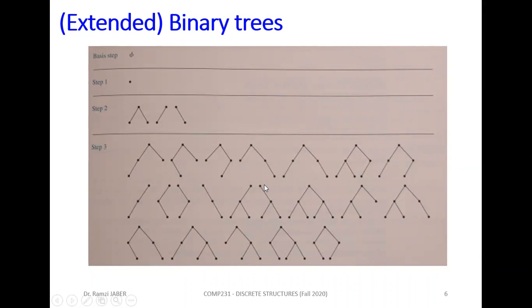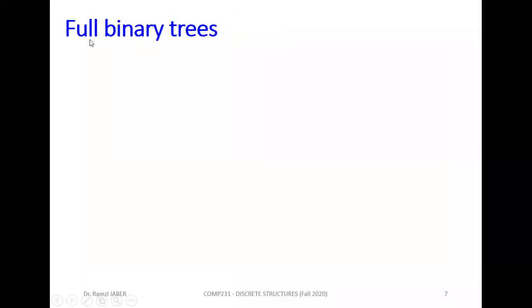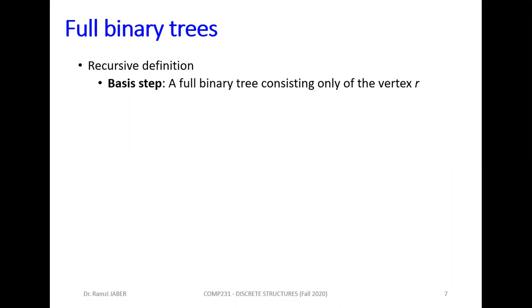Okay, look here, T1. Here we have T1, and each one T1, T2. Here we have another root, another parent, T1, T2. So this is called extended binary tree.